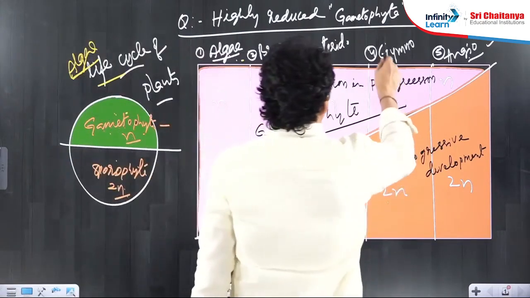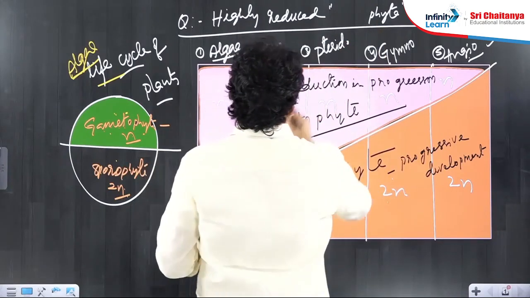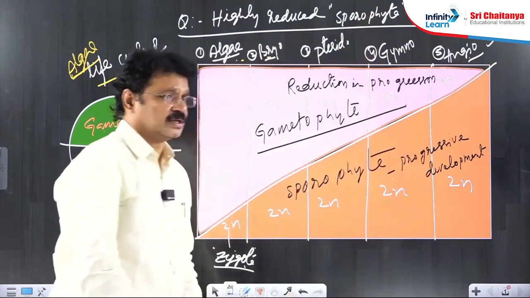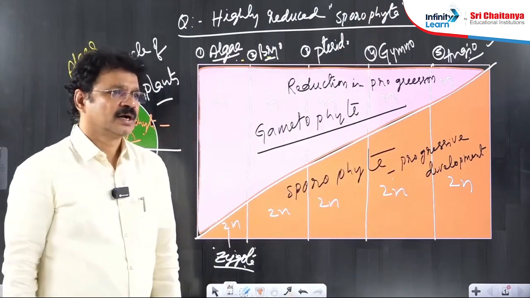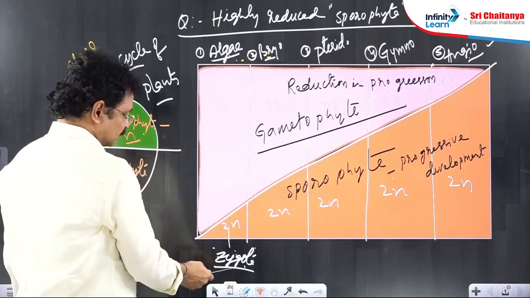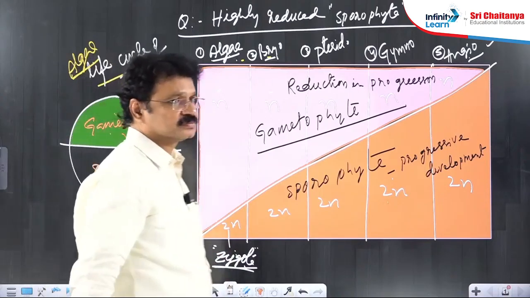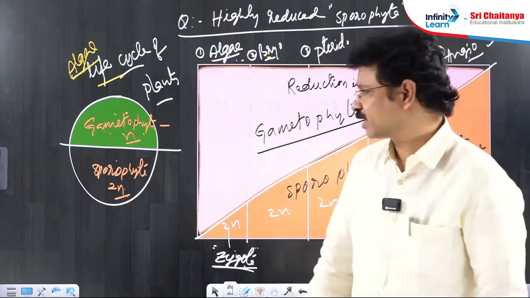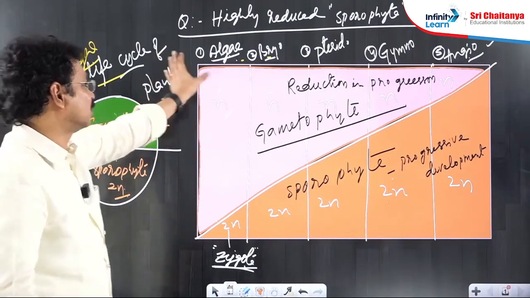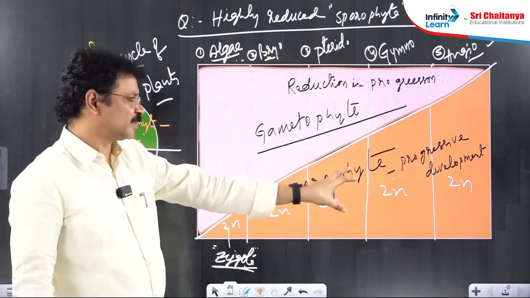Next, one more question. You can guess that question also. Highly reduced sporophyte is found in. First option, algae. The sporophyte is restricted to only one cell, that is the zygote. The remaining entire life cycle is in gametophytic condition. Good, nice. This is the comparative account of all the plant groups in the plant kingdom. Better to note this kind of presentation.